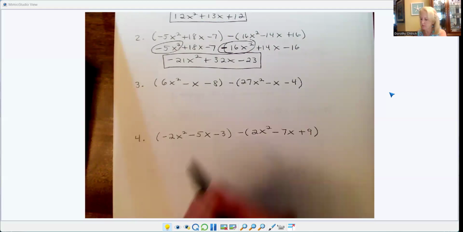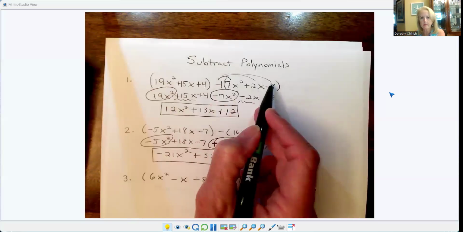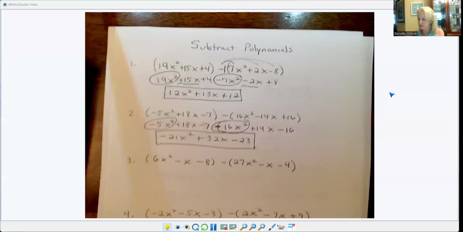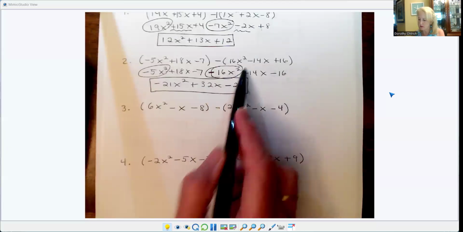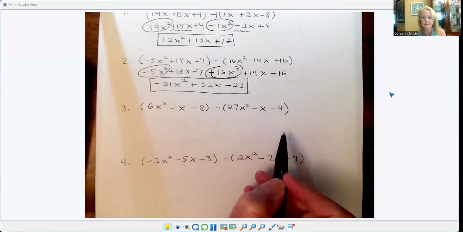For these next two, I'd like you to pause the video and work on them on your own. Remember to distribute, and if you like to put the 1 in front and distribute it like this, and make sure that you've changed all the signs, then do that. Otherwise, just know that you're changing all the signs and look up here and change it to negative, positive, positive.